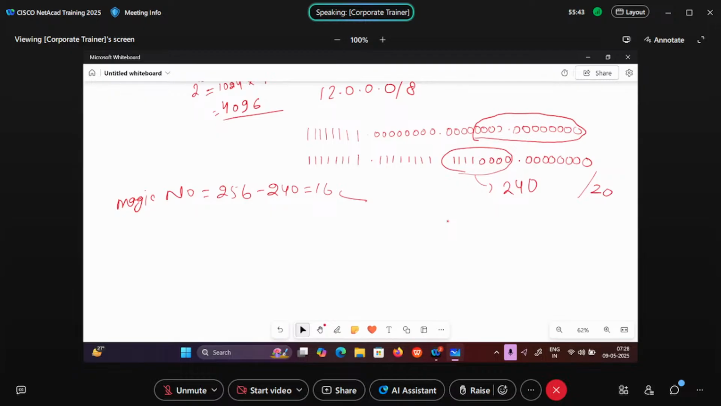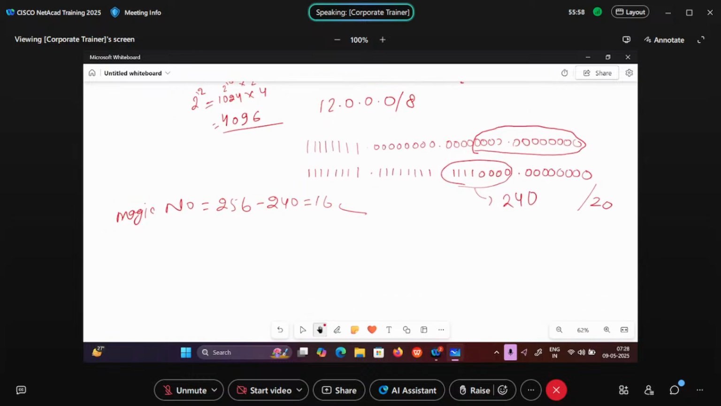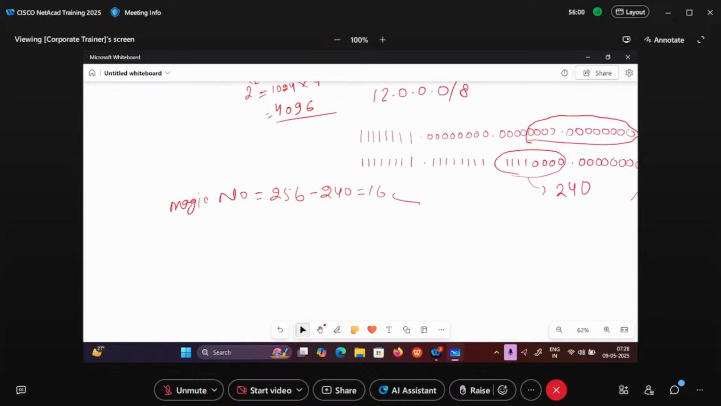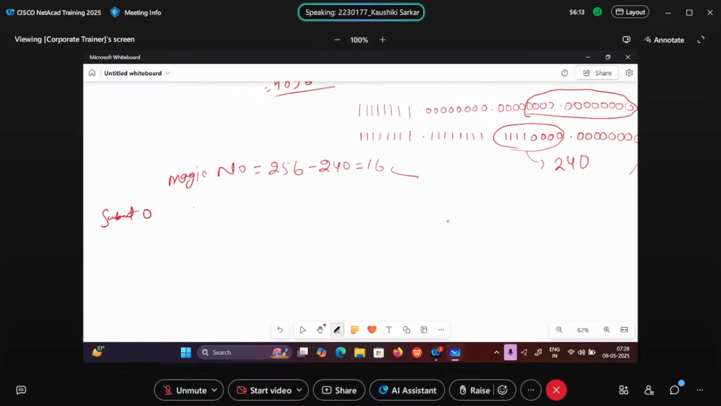And now we have to go ahead and calculate subnet 0, 1, and so on. So let's see, 16, from where will you start adding? Suppose you have written the subnet 0 ID. What is the subnet 0 ID? 12.0.0.0/20. Very good. That is your subnet 0 ID.